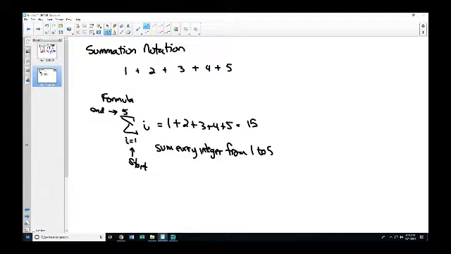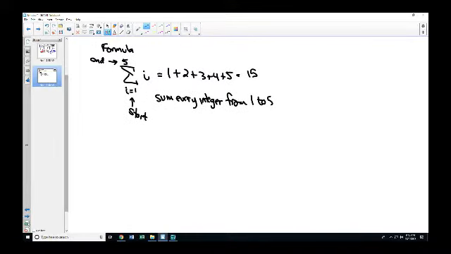So would we write sigma i equals 15? You don't have to show your work on that one. Equals 15 is good.